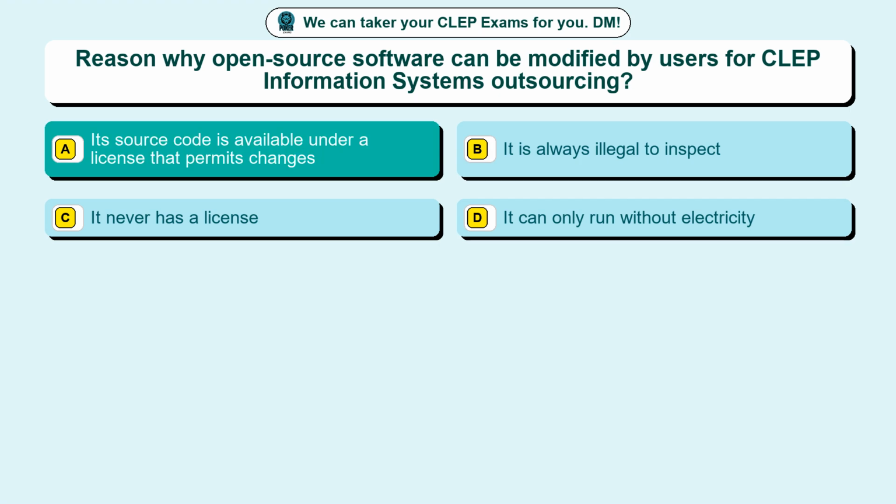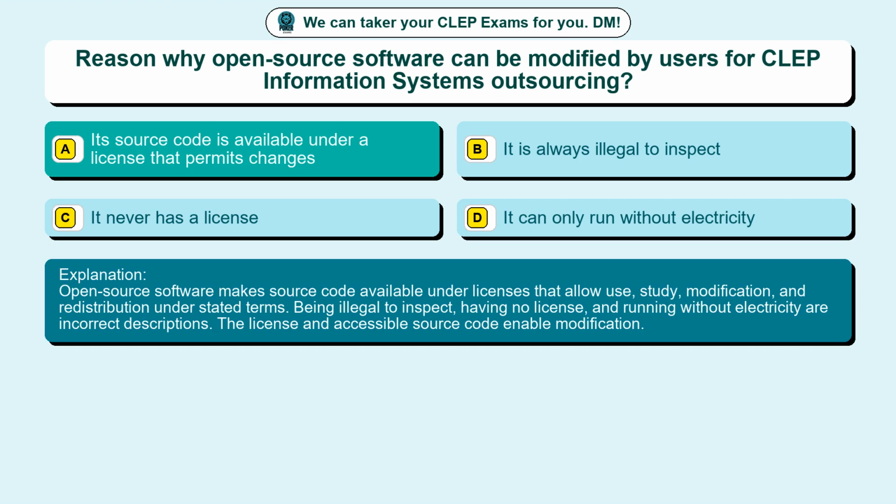Its source code is available under a license that permits changes. Open source software makes source code available under licenses that allow use, study, modification, and redistribution under stated terms. Being illegal to inspect, having no license, and running without electricity are incorrect descriptions. The license and accessible source code enable modification.